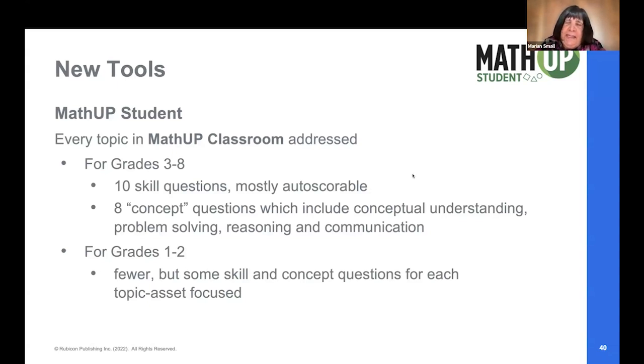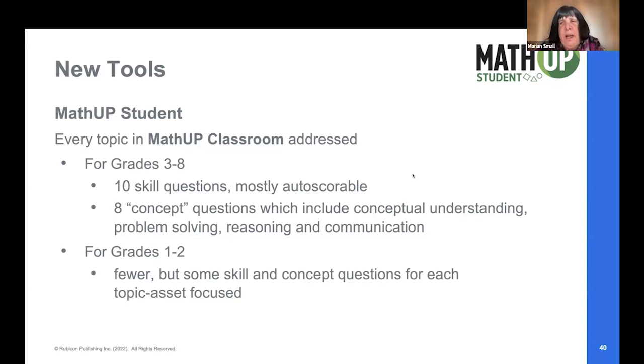There are also 8 concept questions, and that might involve conceptual understanding, problem solving, communication, or reasoning. Those are not auto-scorable because, in honesty, you have to hear what your kids have to say. So these give you a window into your students' minds. The other ones are checking, did they get the skills that we hoped for?